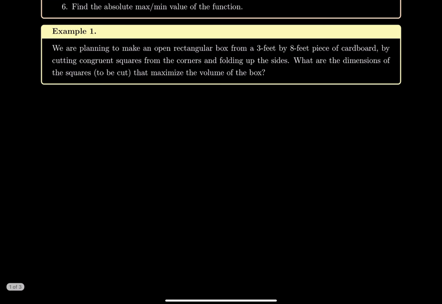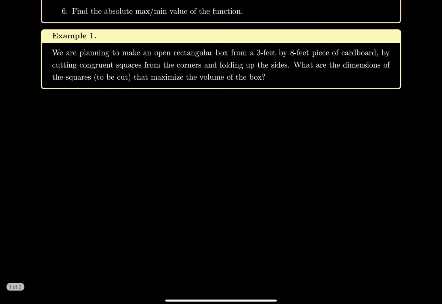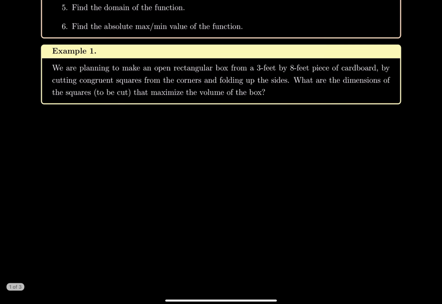Now let's look at one example. We're planning to make an open rectangular box from a 3 feet by 8 feet piece of cardboard. So once I read the first sentence, I know that I have two pieces of information here. One is, I have a 3 feet by 8 feet piece of cardboard. I know the width, I know the length. By cutting congruent squares from the corners and folding up the sides.